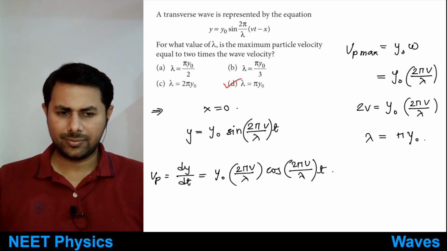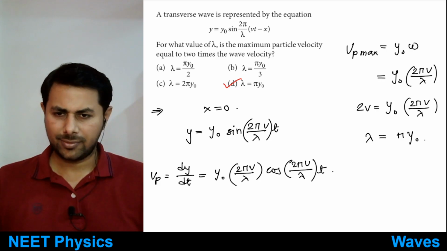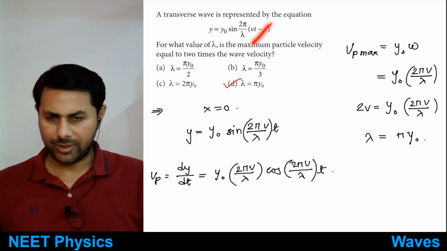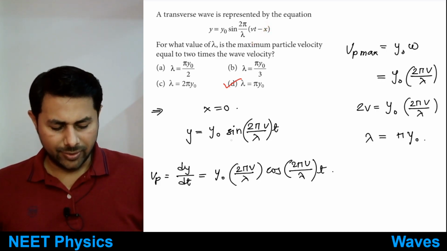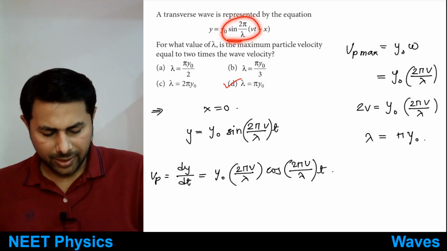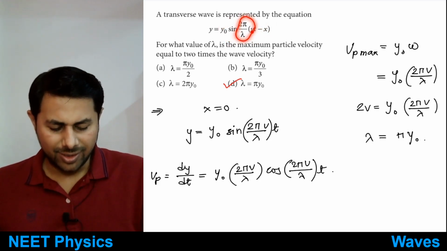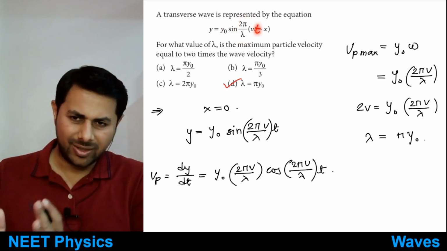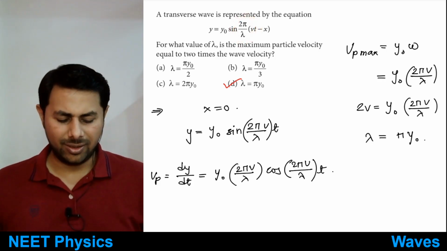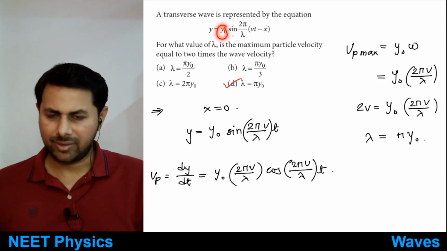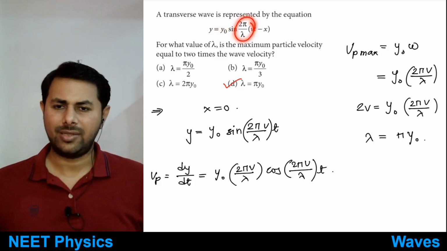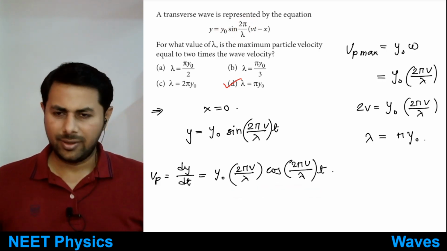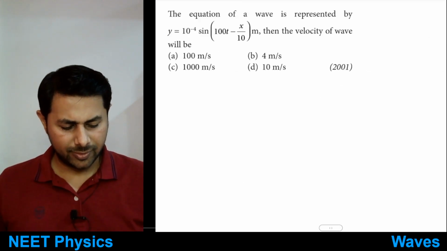This is clear. In this kind of question, what you can do is just put x equal to 0, then whatever remains is this thing, and the term in multiplication with t is omega. And then what is the maximum particle velocity? It is this term, amplitude multiplied with omega. That's it. You don't need to take the derivative and all. Anyways, let's see the next one.